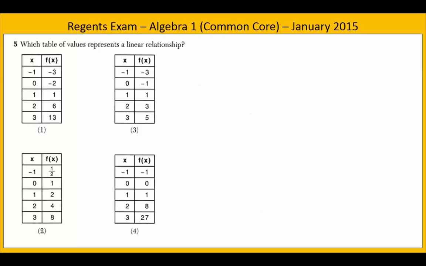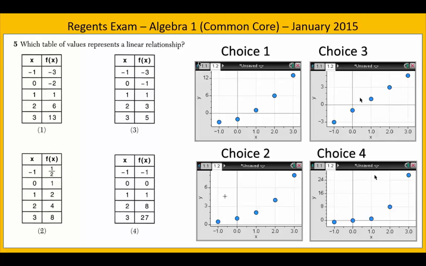In exercise 5, we're given 4 tables and we're asked which one represents a linear relationship. Again, there are a couple of different ways we could approach this. One option is that we could put each of the lists into a list and spreadsheet in our graphing calculator and take a look at the scatter plot. Take a look at the choices when we do that.